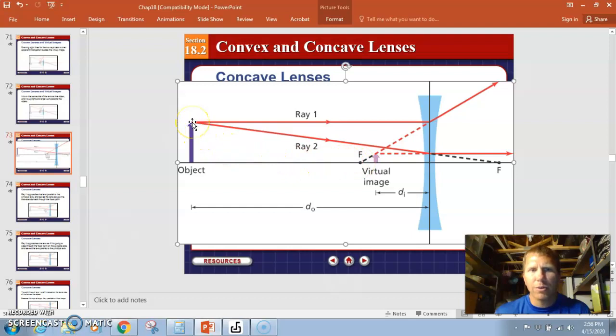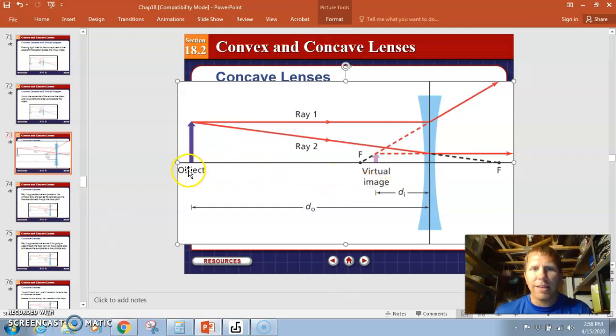Now, ray 2, we want to take ray 2 and we aim for the focal point on the opposite side of the lens, and when it hits our lens, it will come out parallel to the principal axis. Okay? When we extend this back, we end up getting where they cross a virtual image because it's on the same side as the object. It is upright and it is smaller.